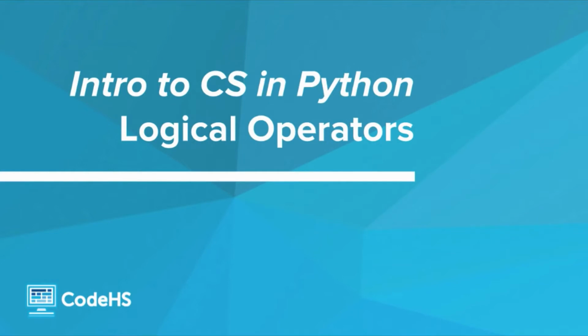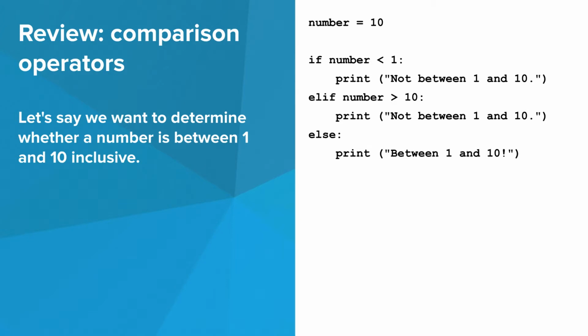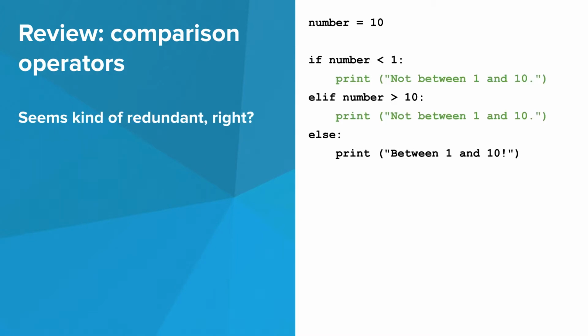I'm going to teach you about logical operators, which, like comparison operators, can be used in the condition of an if statement. Let's say we want to determine whether a number is between 1 and 10 inclusive. We can do that with an if, elif, else statement. Notice that two of the branches have identical code. This is a little silly.